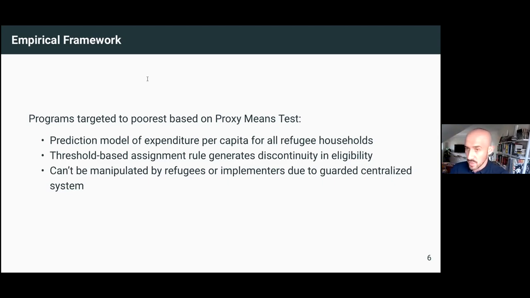And the families are re-ranked again. And then the program, kind of bottom up, helps the number of families that it can within the given budget. And the scores are unknown. These poverty scores or vulnerability scores are unknown to refugees or even the field offices. So only the central office would know what the poverty score of a family is, which makes them eligible or ineligible.